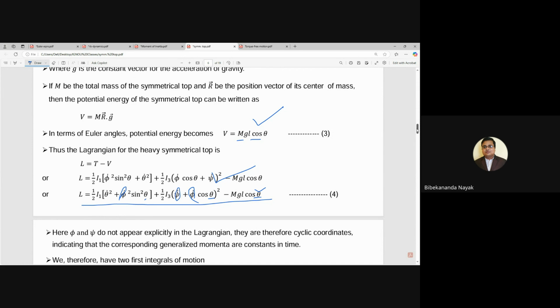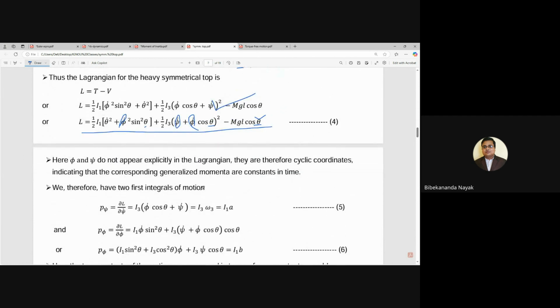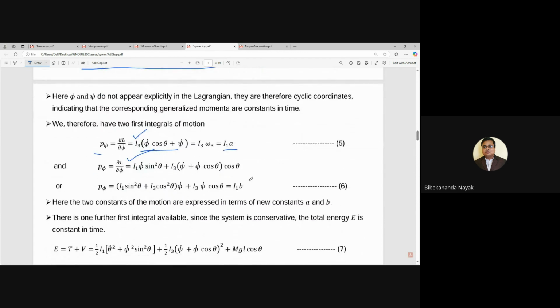The corresponding momentum of a cyclic coordinate is constant. We know that. So p psi, del L by del psi, is a constant. Let's take it as I1A. And p phi, del L by del phi dot, is another constant. We write it as I1B. So there are two constants of motion, p psi and p phi, expressed in terms of A and B.